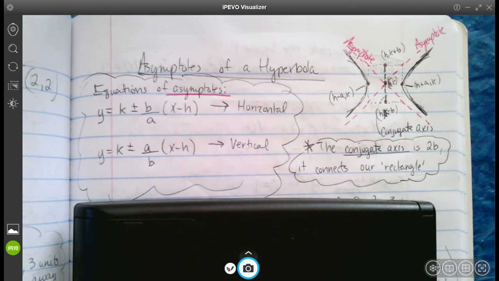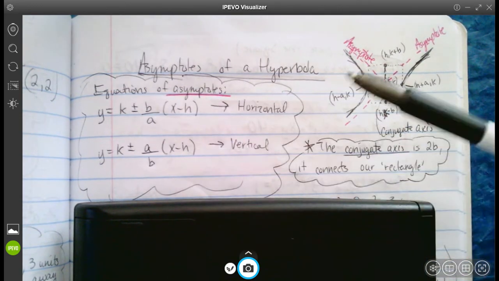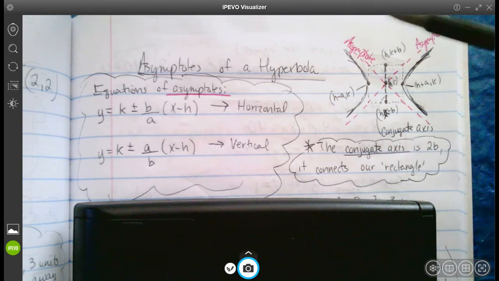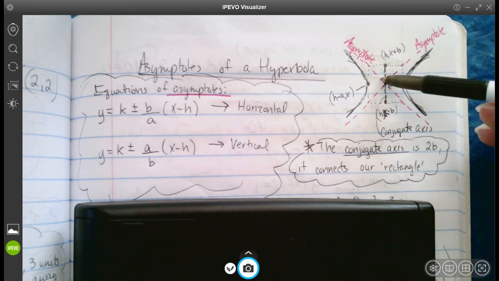And there are two of them because it's kind of like a cross section, right? So if it's horizontal, we're going to use this one. If it's vertical, we're going to use this one. And then we have this picture over here where you see a little box being drawn.